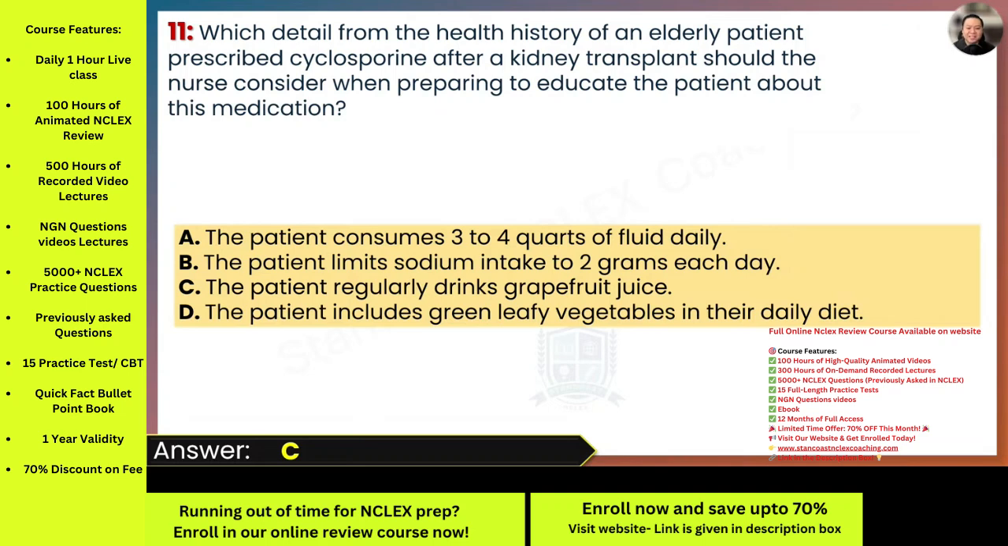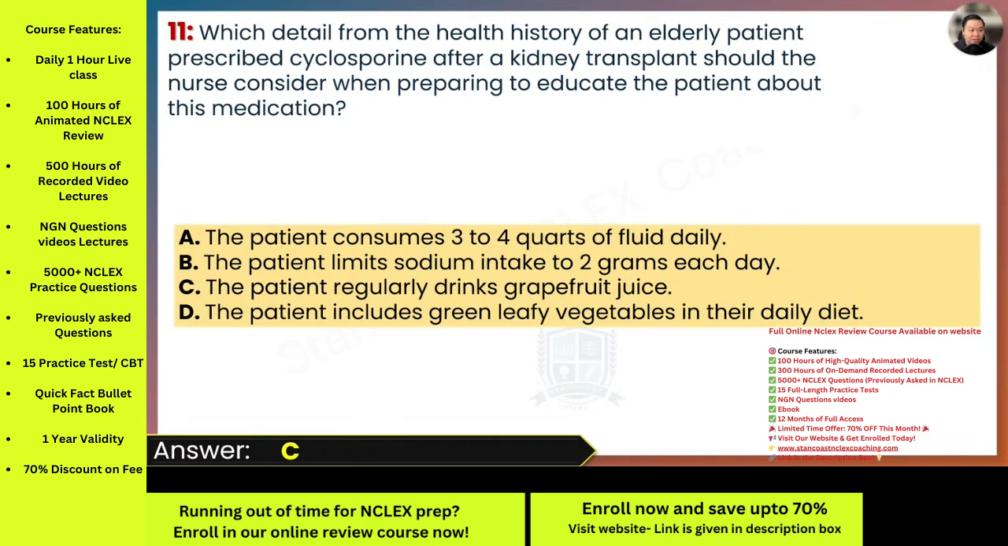Well, the reason for that is because fluid this much, 3 to 4 quarts daily, that's about 2.8 to 3.7 liters, does not directly affect the cyclosporine levels for its effectiveness. We know that maintaining adequate hydration is important for kidney function. And this fluid intake is not a risk, or it does not require adjustment of the cyclosporine therapy.